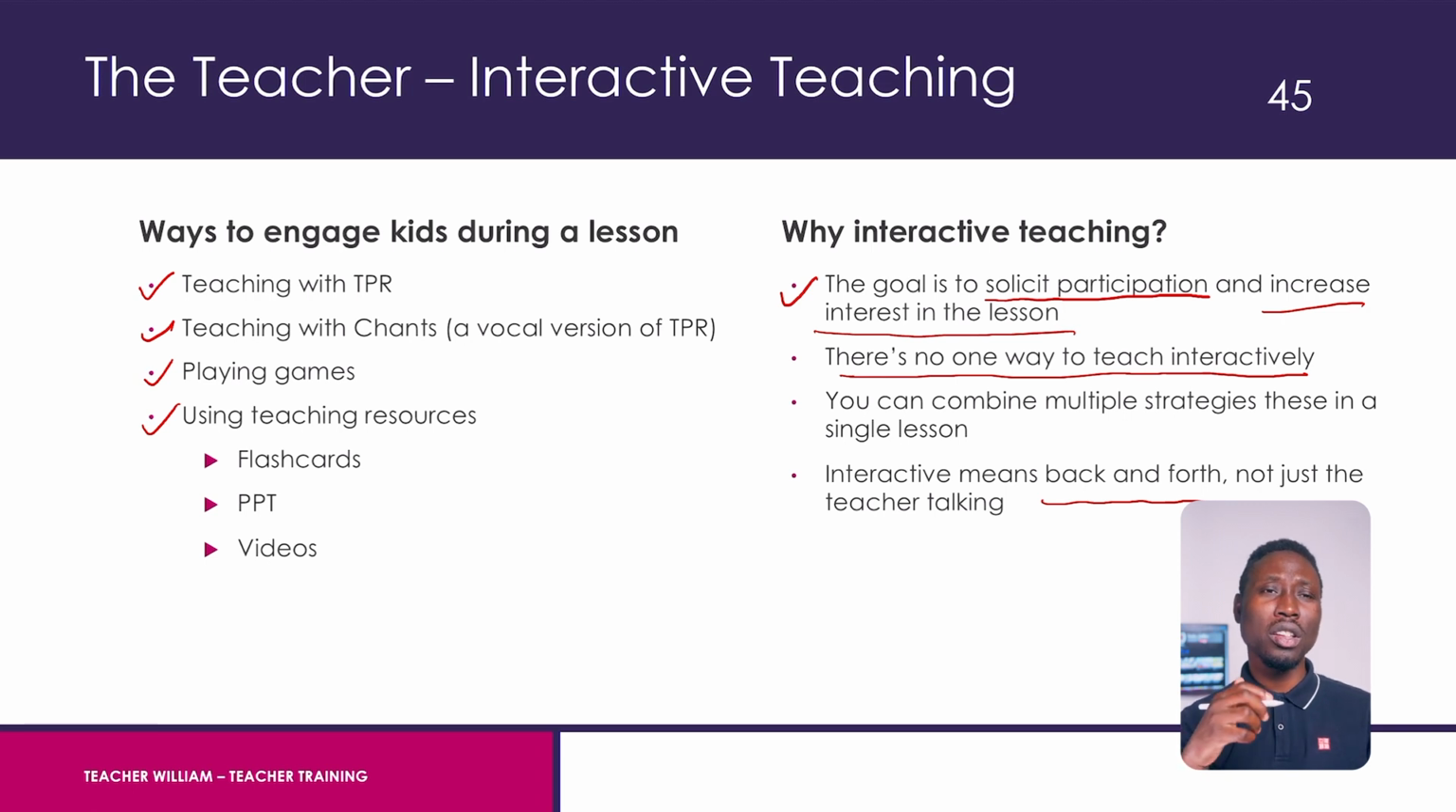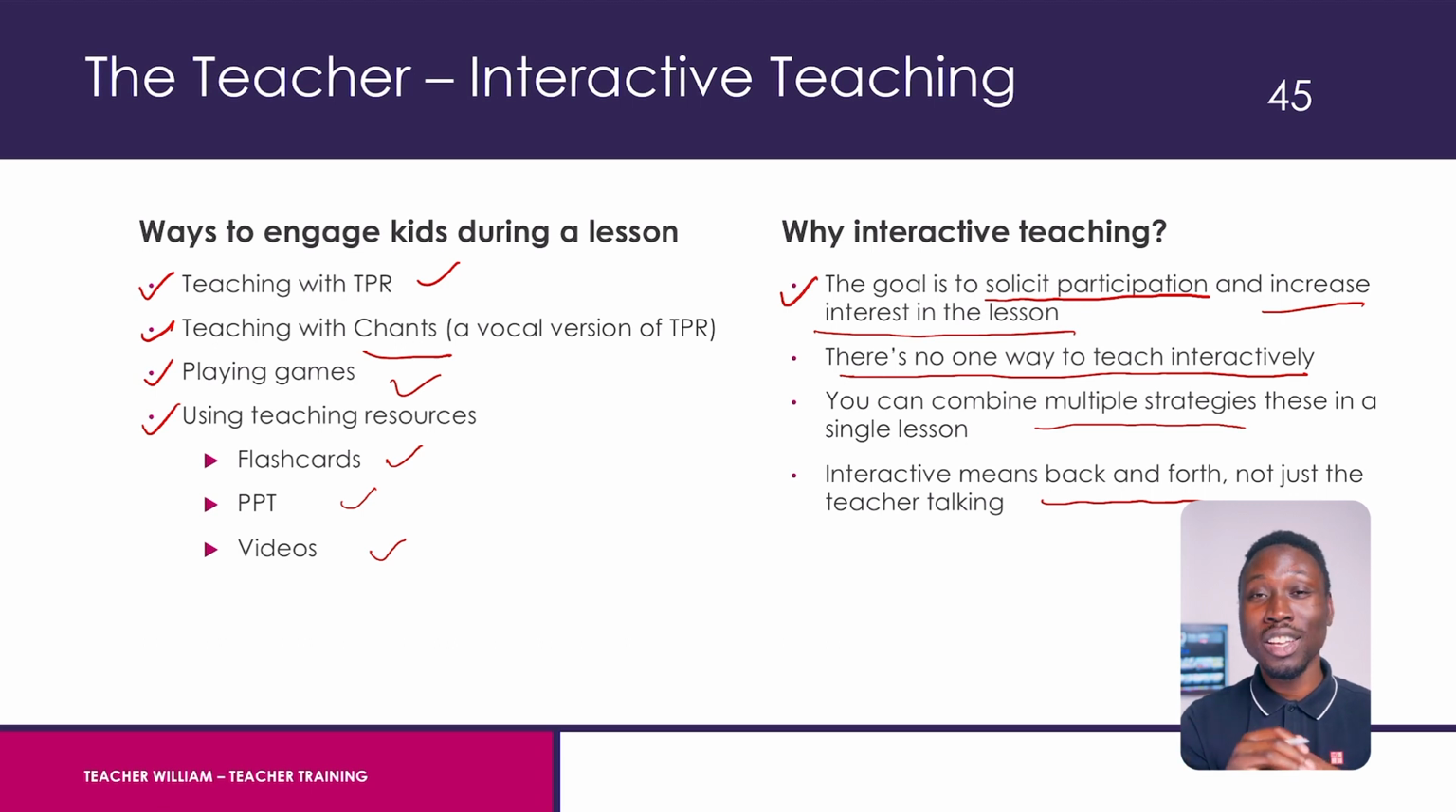You should consider this to be at least maybe 50 to 70% of your lesson, because especially for young learners, this is very essential. And you can combine multiple strategies in a single lesson. For instance, in a single lesson, you can have TPRs, you can have chants, you can play games, you can use flashcards and PPTs and videos. And usually in a single lesson, you'd find that you use a majority of them.